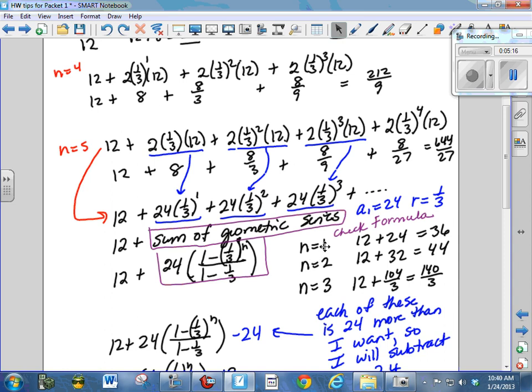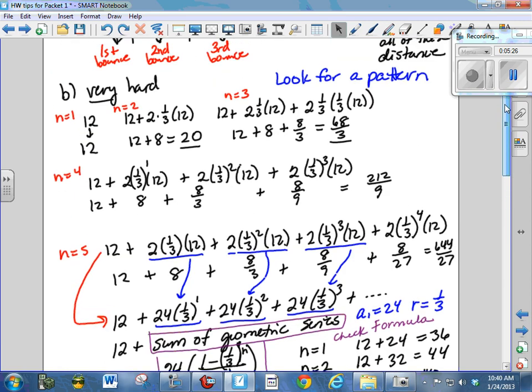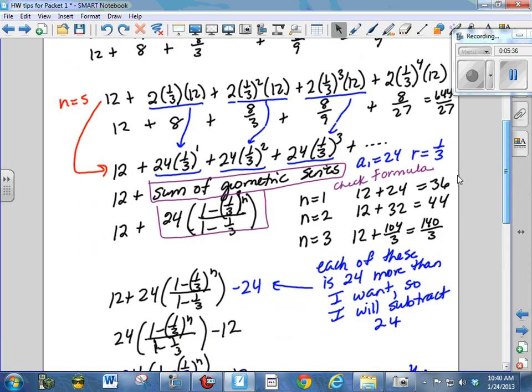So I put in n equals 1 and 2 and 3, and instead of getting 12 and 8 and what were my sums up here? 12 and 20 and 68 thirds, which is what I should have gotten for my total distance at the end of each of the first, second, and third bounces. I got 36, 44, and 140 thirds. Well, the fact that I got 140 thirds was promising.